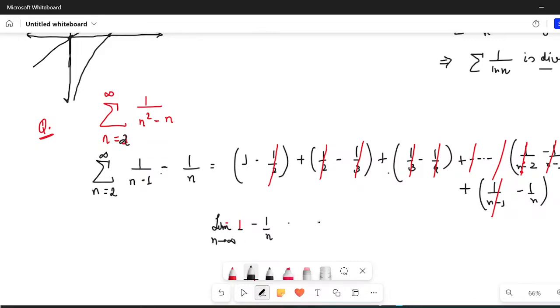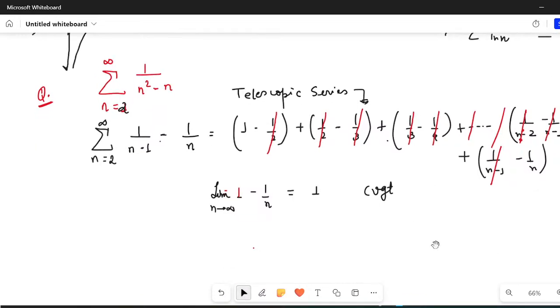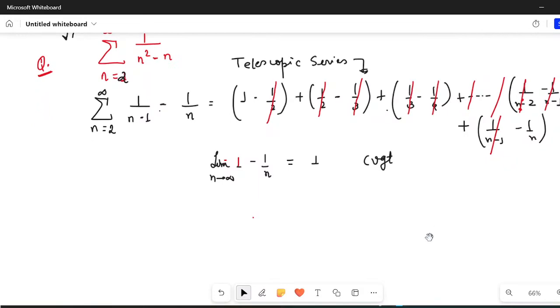So clearly this series is convergent and it converges precisely to 1. So this is something that I have done. This treatment I have taught you in series, called telescopic series, if you remember. Is that clear? Should I move?